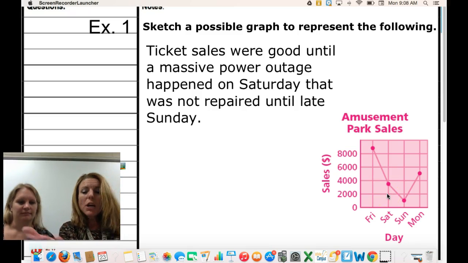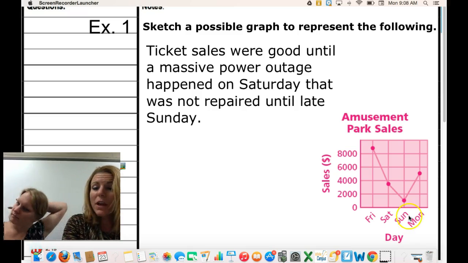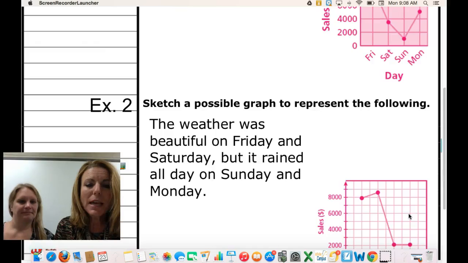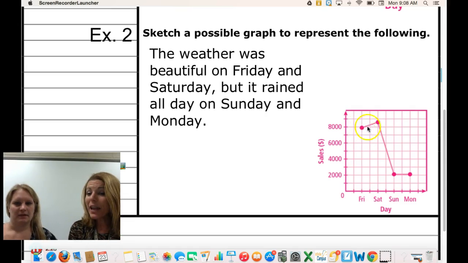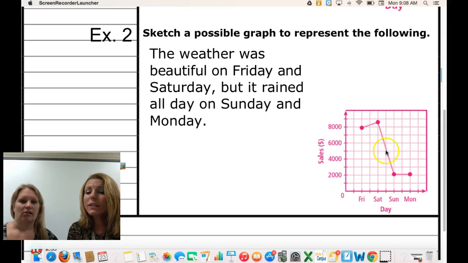That's what we're doing. You're looking at words, creating a graph, or looking at the graph and changing it to words. Great. So example 2, same thing. The weather was beautiful on Friday and Saturday, with more people on Saturday because more people have the day off. But it rained all day on Sunday and Monday.